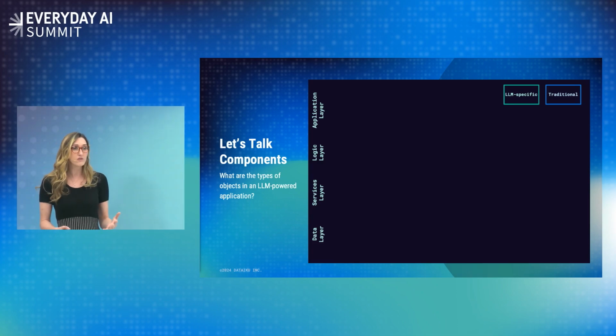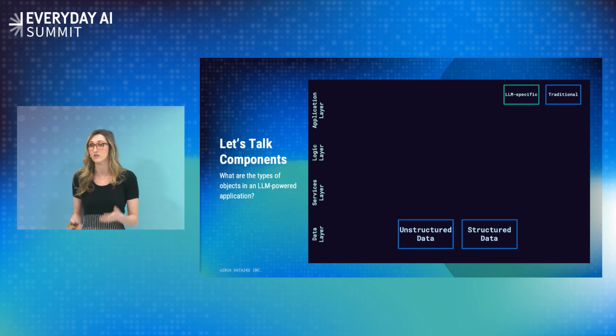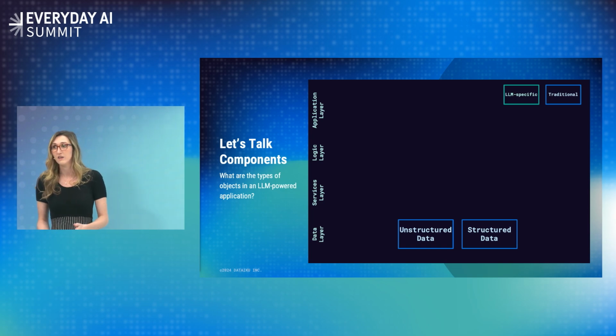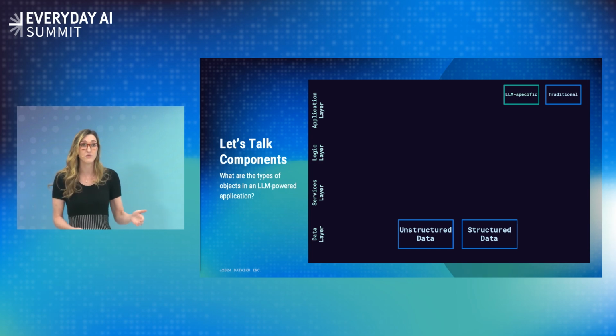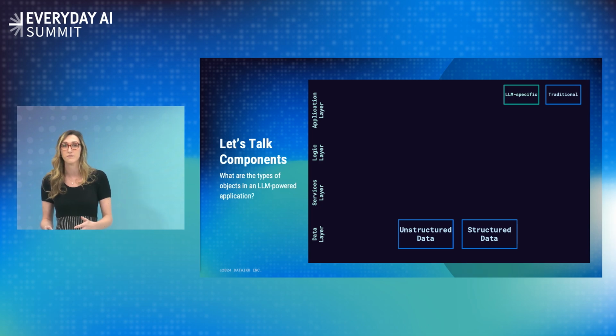Some of these components will be LLM-specific, and some of them are more traditional, that have been core to application development for years. So it's no surprise that we'll start at the bottom with our data layer and our structured and unstructured data. So this is our internal sales, product, and proprietary information that is providing that differentiating factor today between you and your competitors.